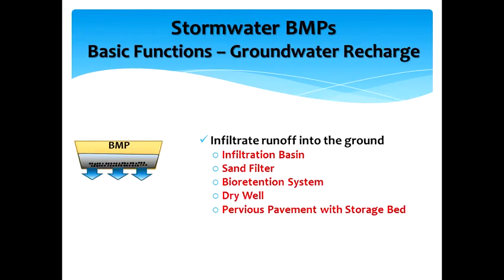runoff. For groundwater recharge, stormwater BMPs use infiltration to direct runoff into the ground below the root zone of plants, where it helps to maintain the groundwater table. A stormwater BMP can collect runoff in a basin where it soaks through the basin bottom material for treatment, with clean runoff infiltrating into the subsoil. The result is that sediments will be trapped on the basin bottom and pollutants are retained in the basin media. Infiltration basins, sand filters, and bioretention systems that have no under-drain pipes, dry wells, and pervious pavement systems with storage beds are examples of BMPs that use infiltration as a pollution control mechanism.